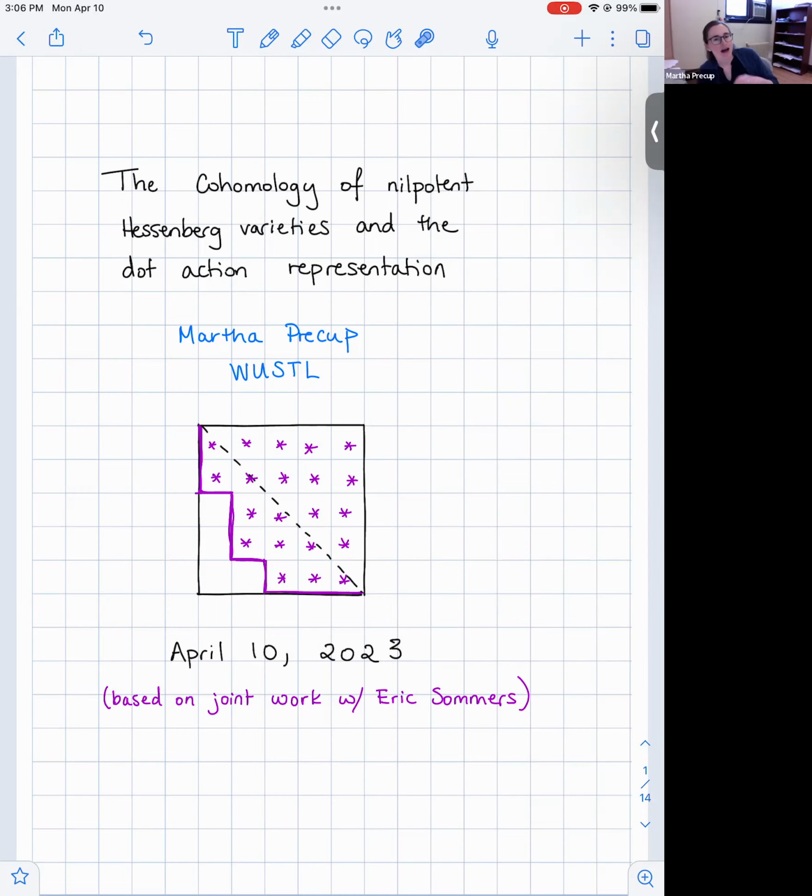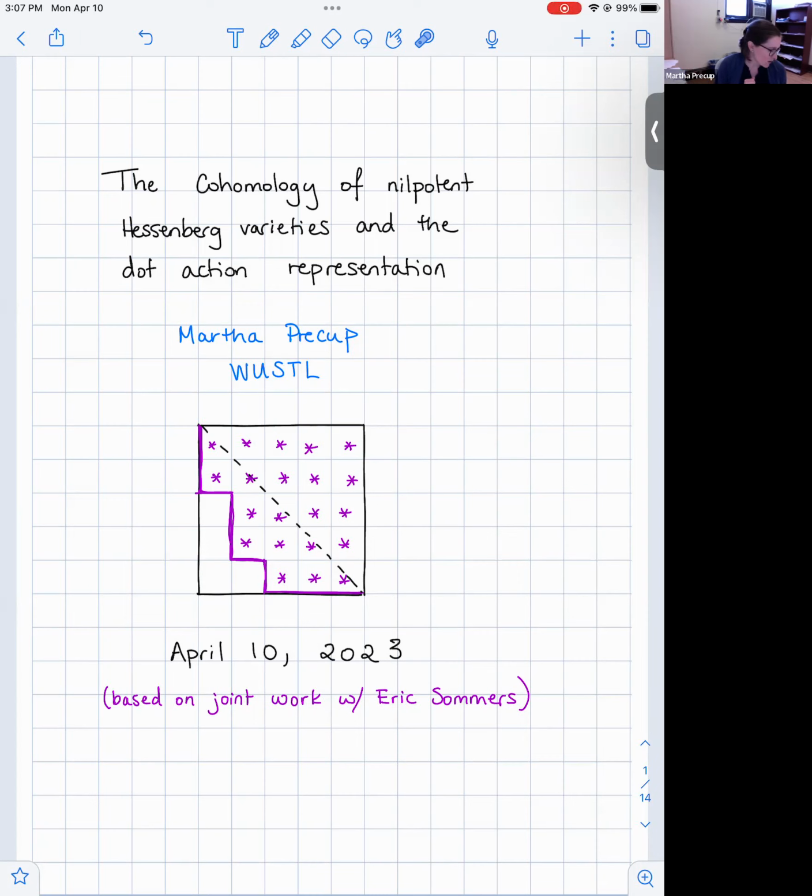Okay. So I'm going to talk today about cohomology of nilpotent Hessenberg varieties and the dot action representation. I'm Martha Precup. I visited before, so I probably am somewhat familiar to some of the folks in the audience. But I'm at WashU, and this is joint work. Part of what I talk about today is in a paper that I've written with Eric Sommers. And I can hint at some of the other things that we have that are work in progress.